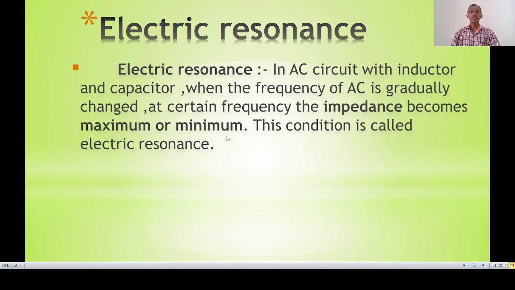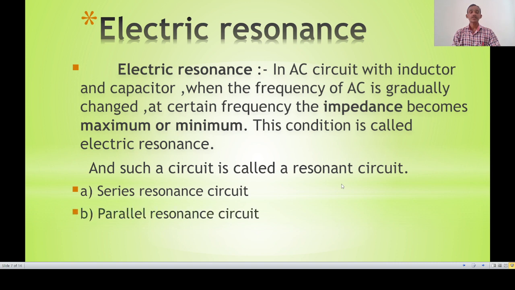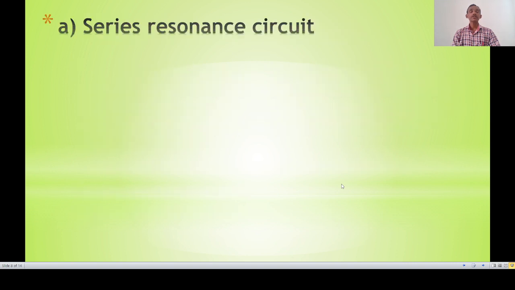maximum or minimum. This condition is called electric resonance, and such a circuit is called a resonant circuit. There are two types of resonant circuit: one is the series resonance circuit and another is the parallel resonance circuit. Now, first of all, we have to discuss the series resonance circuit.